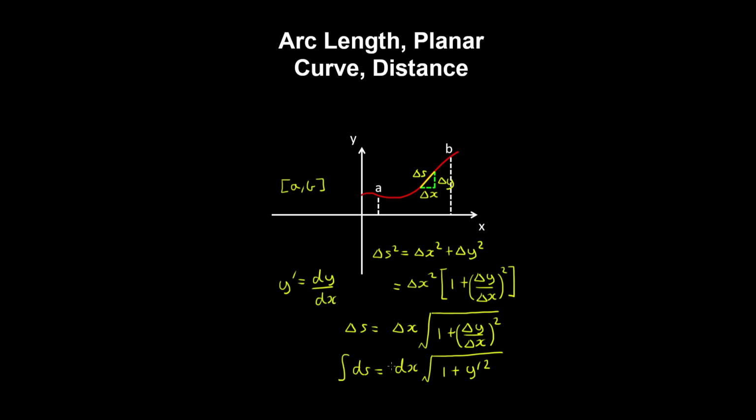And if we integrate both sides from a to b, so we have s_A and s_B, and on the right hand side we integrate from x_A to x_B. And this here gives us the length of the curve between A and B, or the total distance that a particle travels along the curve.